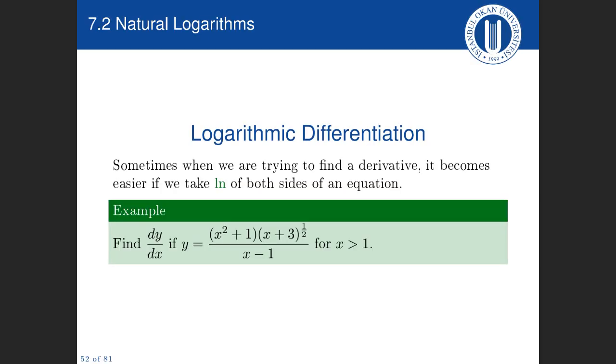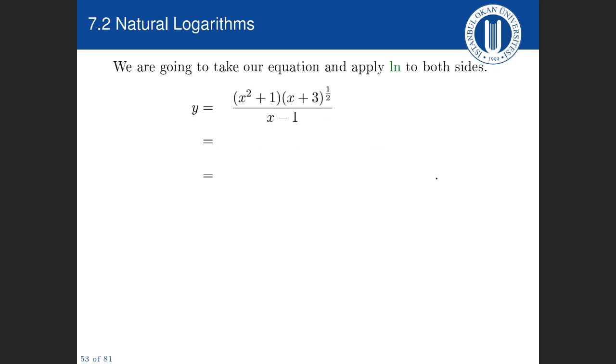So for example, find dy dx if y is equal to square root of x squared plus 1, x plus 3 to the power half, divided by x minus 1, for x greater than or equal to 1. We could use the quotient rule, but it would become very messy. It's going to be easier if we take ln of both sides here. We're starting with y equal to x squared plus 1, x plus 3 to the power of a half, divided by x minus 1.